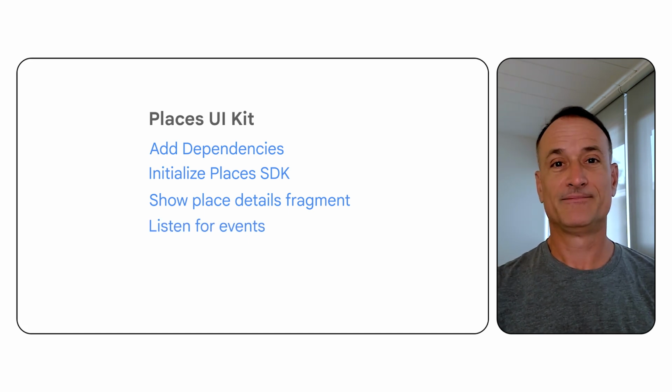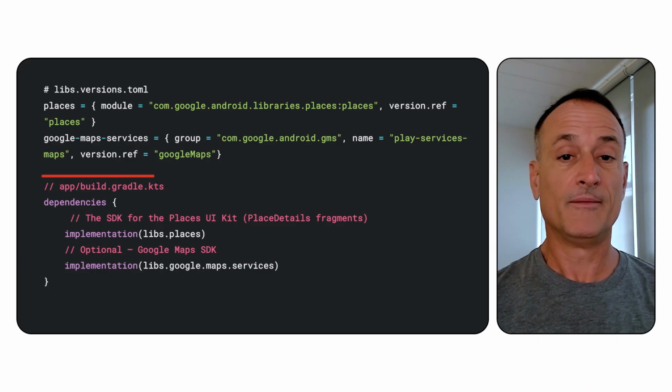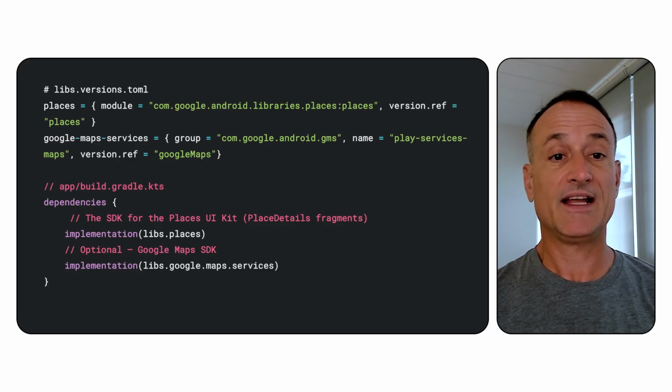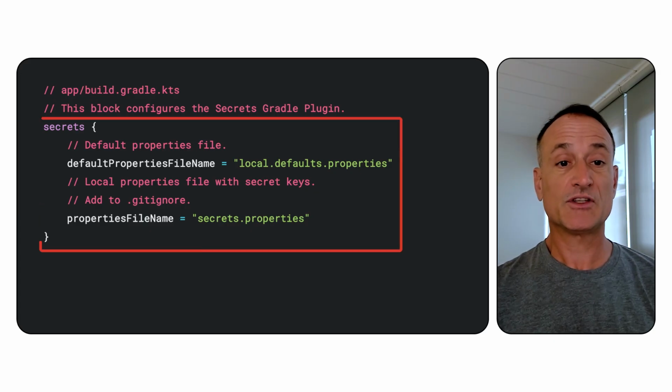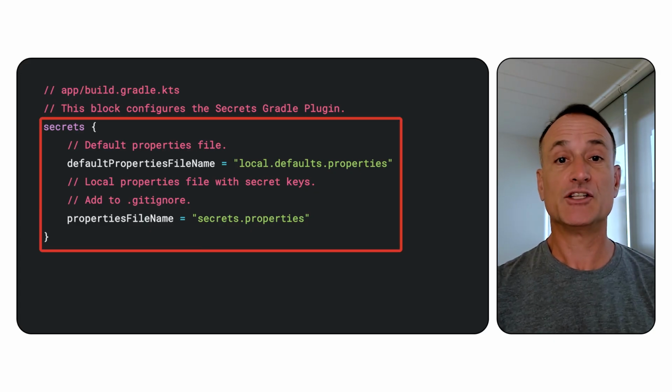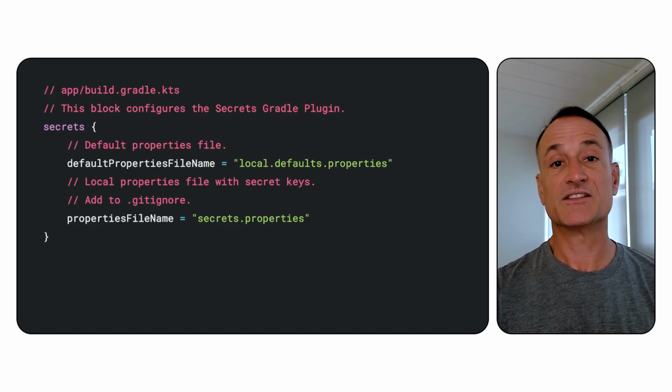Let's break it down. You first need to add the necessary dependencies in your app level Gradle file. Note that the Google Maps SDK is optional. You can use any map provider or none at all, but we're using it for our demo today. We also strongly recommend using the Secrets Gradle plugin to securely manage your API keys. See the links in the description for additional information and reasons to use it.